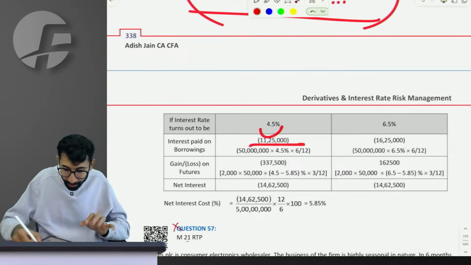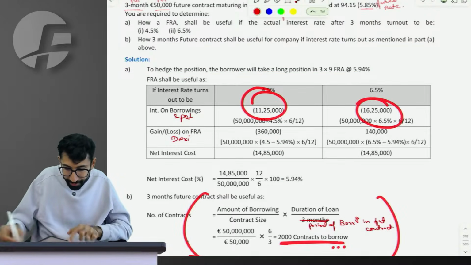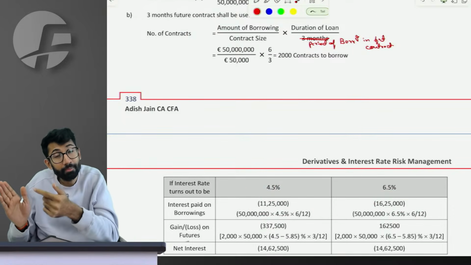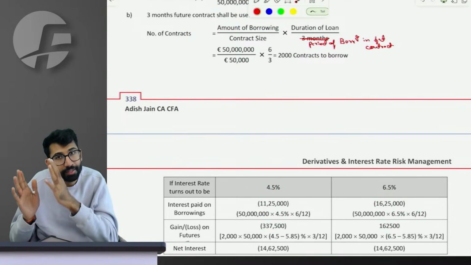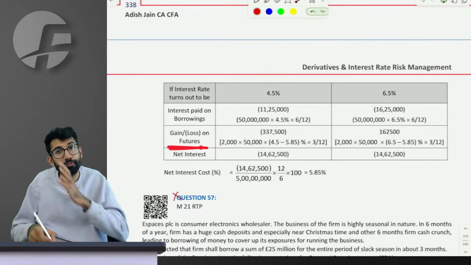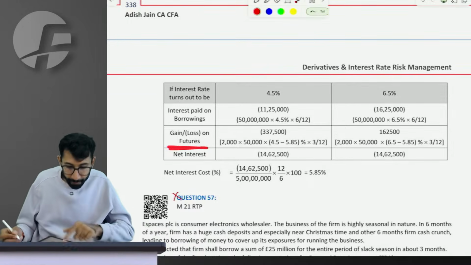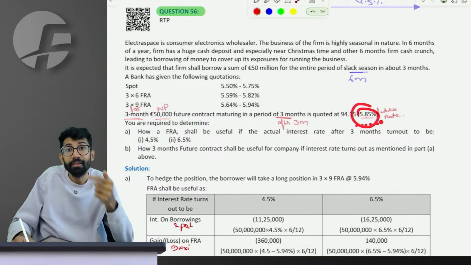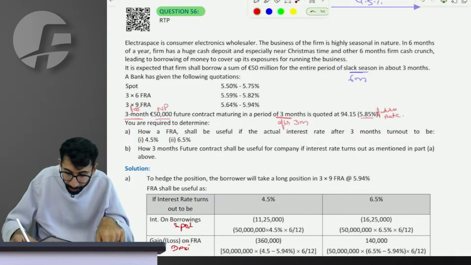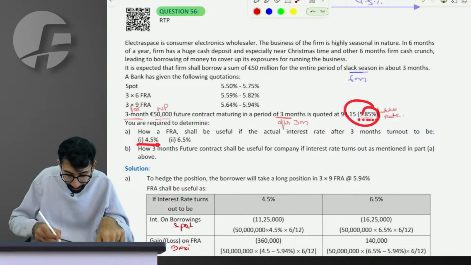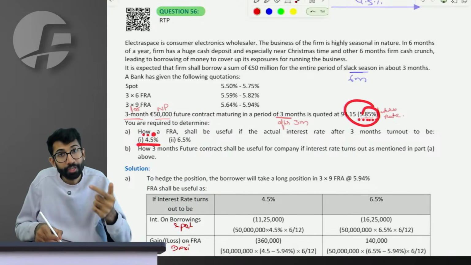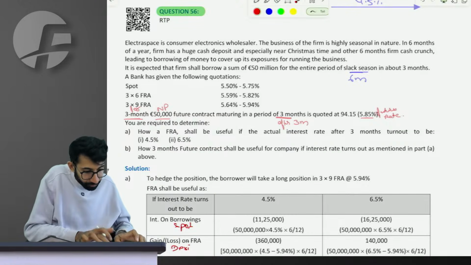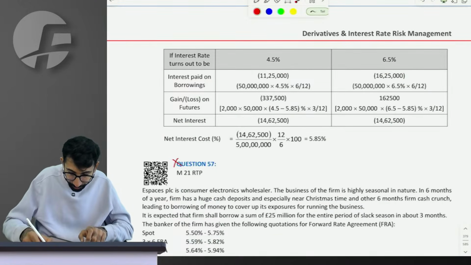Sir, in the spot market you pay 11.25 and 16.25. Fine, sir. Now in the derivative market, this time I have a gain on futures to be adjusted. Sir, I entered into a contract to borrow at 5.85. Think like FRA only. I entered into a contract to borrow at 5.85. Rate in the market is 4.5. Do you feel a loss for yourself? Yes. 5.85 minus 4.5, loss of 1.35. Yes.